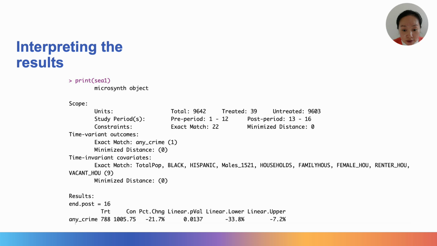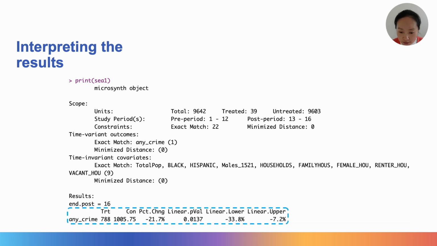Now let's interpret the results. We print out this model result. The first part is the quick summary of the setting up of our model, such as the units, the study periods, the constraints, and also the number of matches, time variant outcome, time invariant covariates. And most importantly, we would like to know the estimated size of the treatment effect.